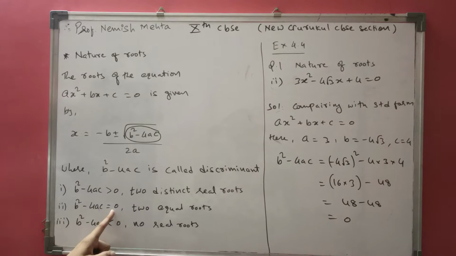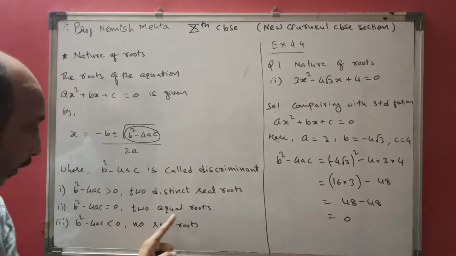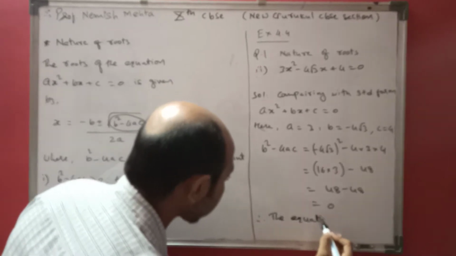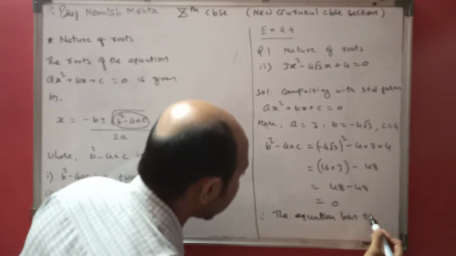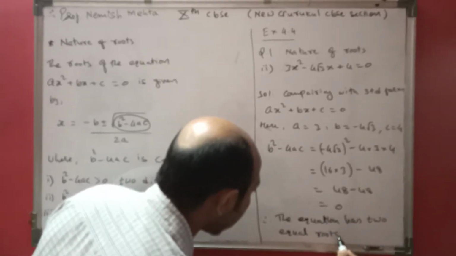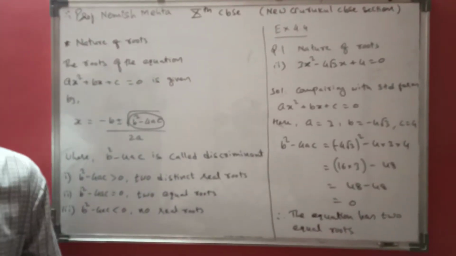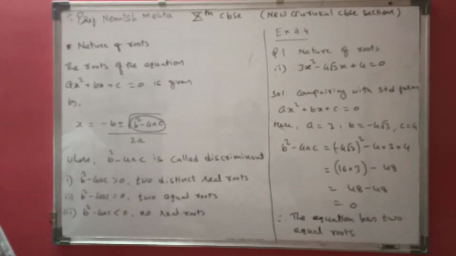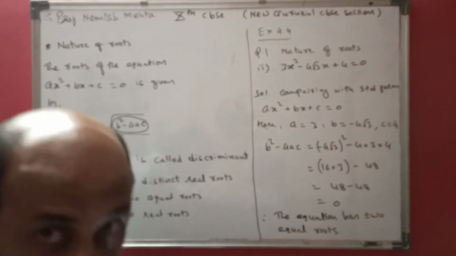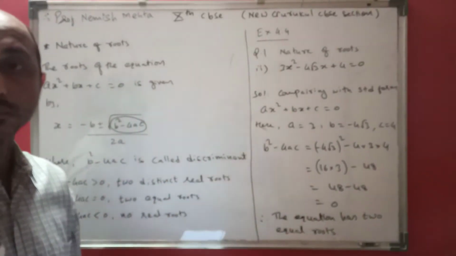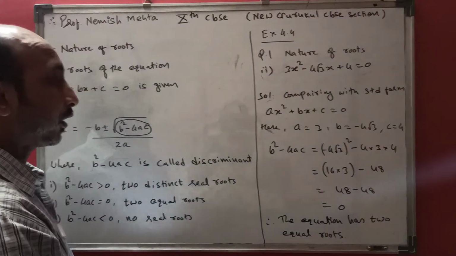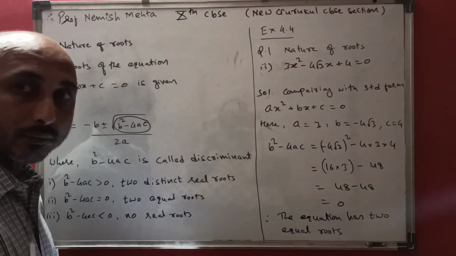So if b square minus 4ac is equal to 0, it will have two equal roots. Therefore, the equation has two equal roots. Simple. Getting it? Easy? Let's do one more sum. Look at question number 3 first, slowly, there is no hurry.